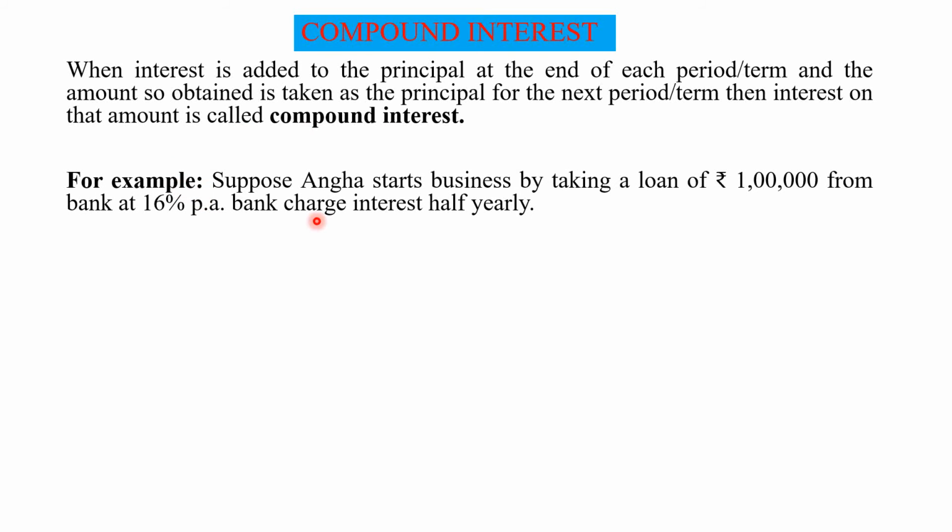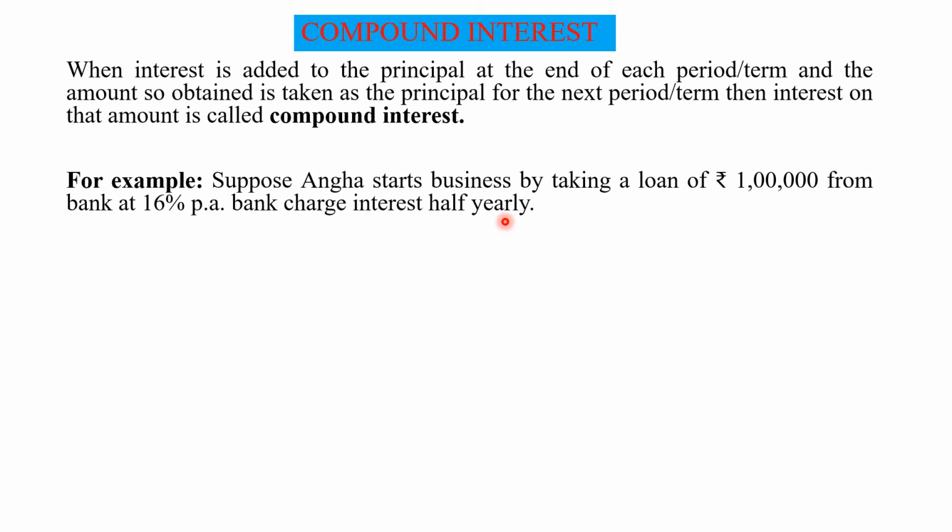For example, suppose Anaga starts a business by taking a loan of rupees 1 lakh from a bank at 16% per annum. The bank charges interest half yearly. This is a simple problem. In the last lecture we saw simple interest, and here the simple interest is the same as it is, but in this problem the bank charges interest half yearly.